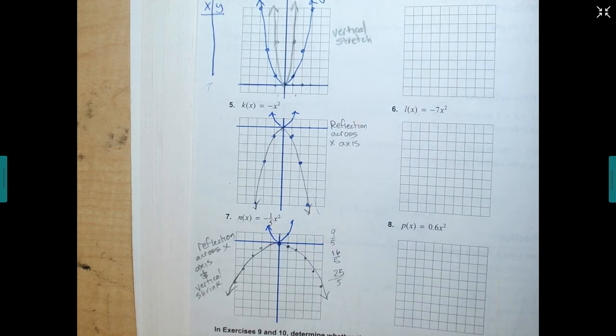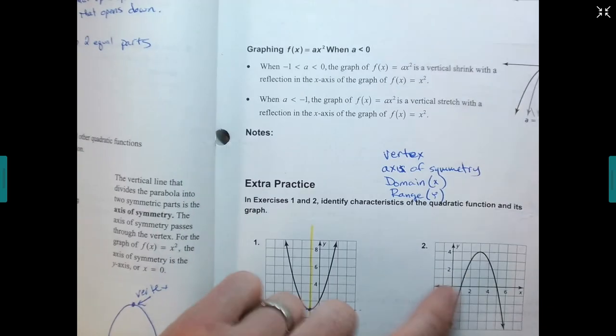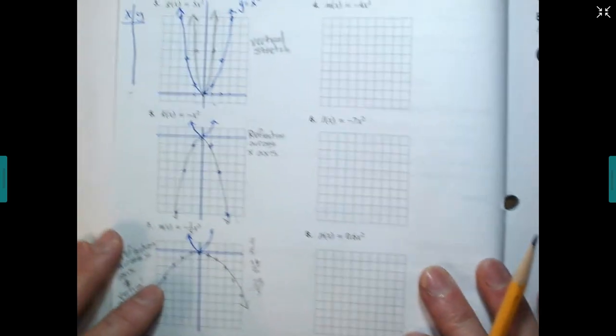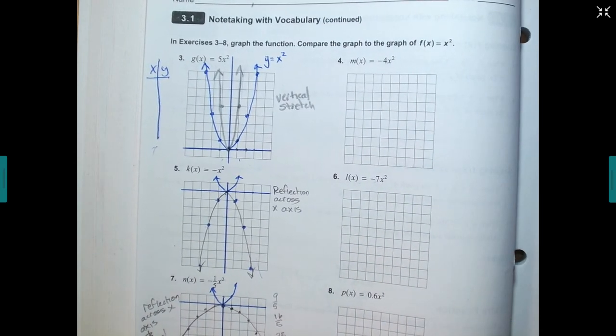Okay, there's your examples. Give these 3 and this one a try, and check the homework or worksheet also.